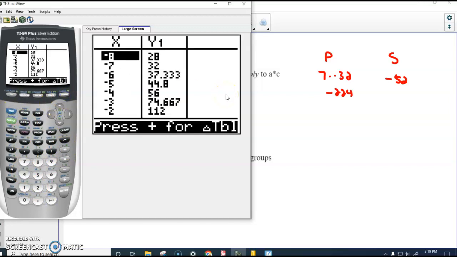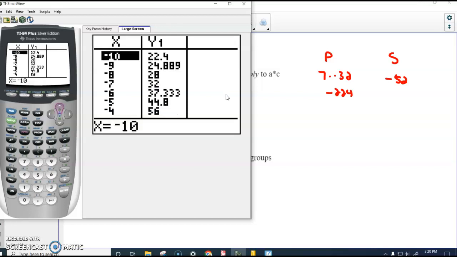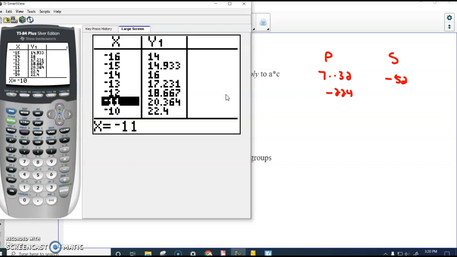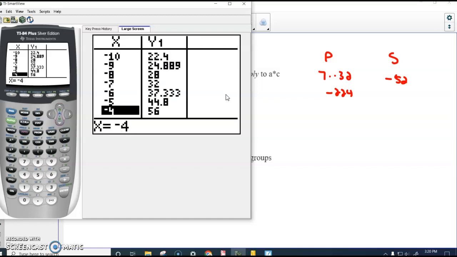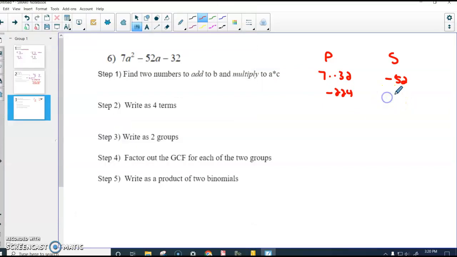Now we're looking for a sum of negative 52. So I'm adding x's and y's together with hopes of getting negative 52. Ooh, looks like I'm going in the wrong direction. All right, well, looking here, I got negative 4 and 56. I know that's positive 52, so I know that the opposites are going to work. So I know it's going to be negative 56 and positive 4. That is the pair that we're working with.